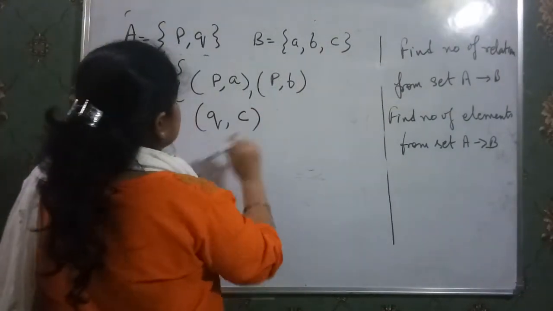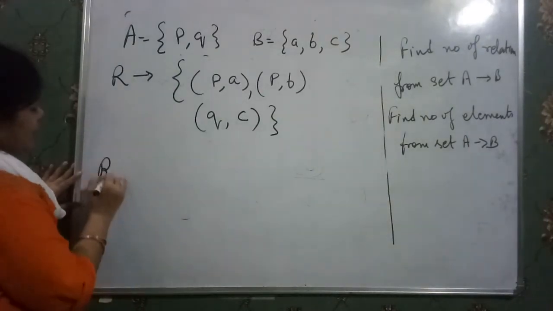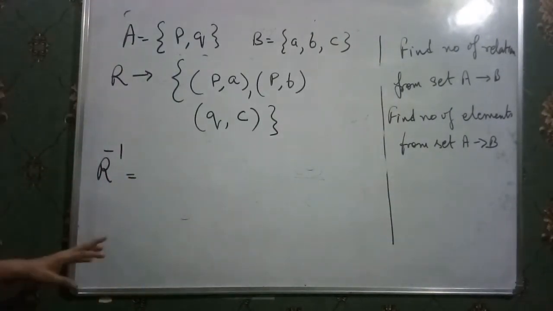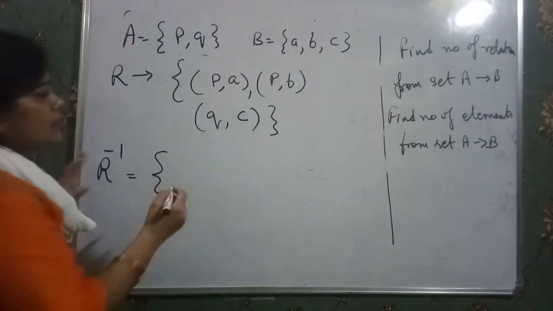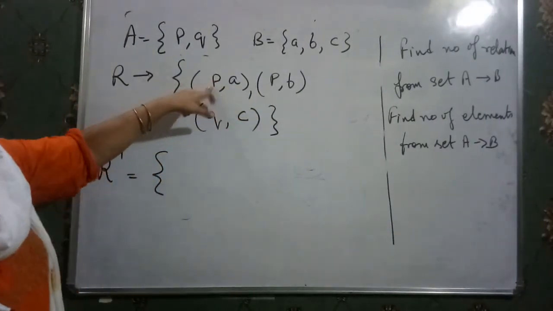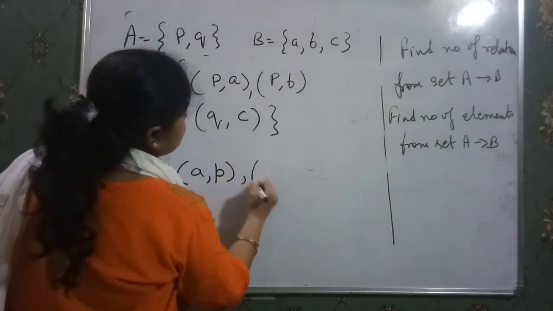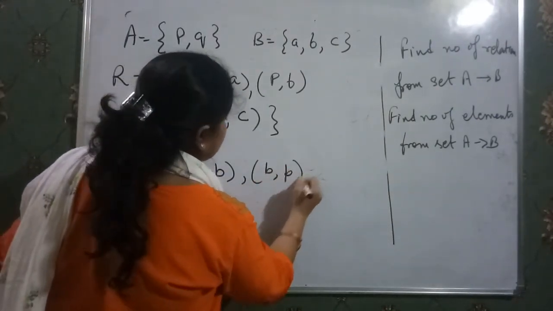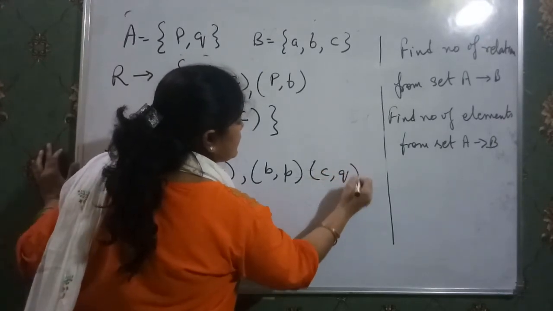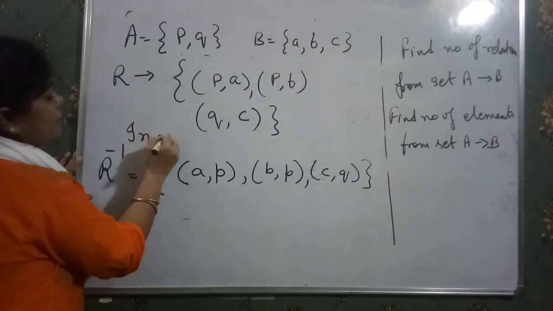Okay. This is the relation which is given for the two sets, and you have to find the inverse of the relation. You just make the element which is written at the place of y come at the place of x. So it becomes (a, p), (b, p) and (c, q). So this is the inverse of a relation.